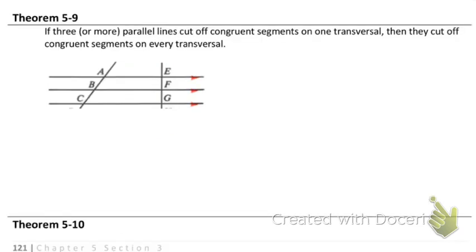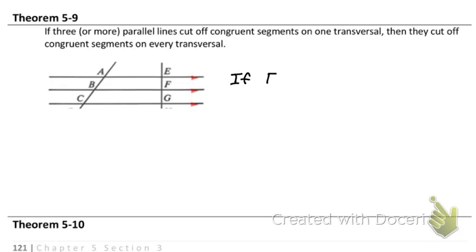5-9 says if 3 or more parallel lines cut off congruent segments on one transversal, then they cut off congruent segments on every transversal. This is just kind of like an offshoot of 5-8. Parallel lines never get closer or further away from each other. Once we know the distance between them, they're always going to be that same distance. So what this is saying, we have 3 parallel lines. Now we're going to have a statement that says if.